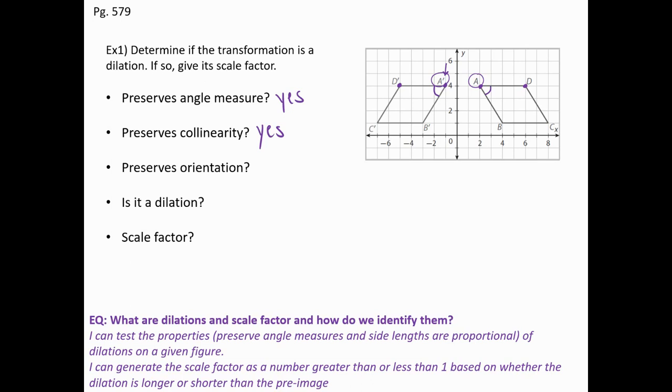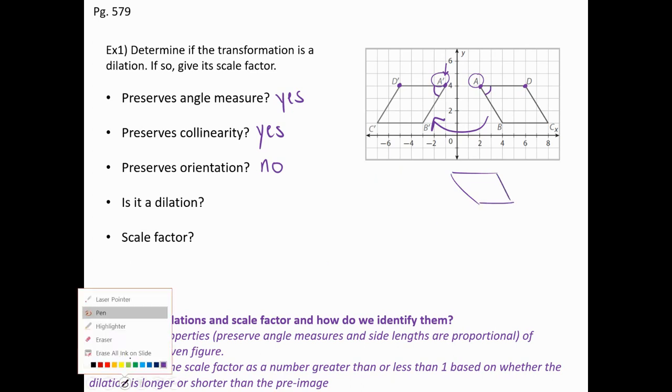Preserves orientation. This means that we are facing the same way. In our case, do the figures preserve orientation? No, they do not. This would be some kind of reflection. It has flipped over. It's no longer facing the same way. If it was the same orientation, it would look something more like this. Same orientation would be, it has to have the same basic, that's horrible. But hopefully you get the idea.